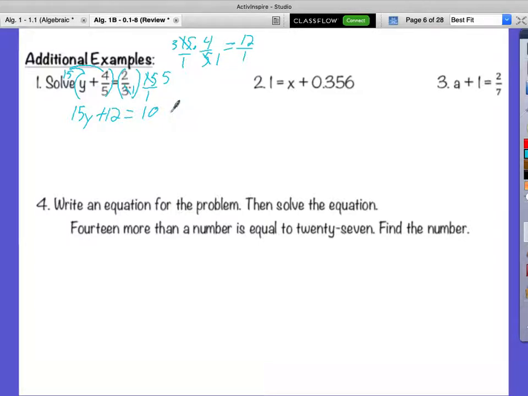But now we don't have any fractions, do we? No, we don't have any fractions. That might make life a little bit easier for us. So we did that to get rid of all these fractions. So now, what would we do to solve this equation? Subtract 12 from both sides, right?